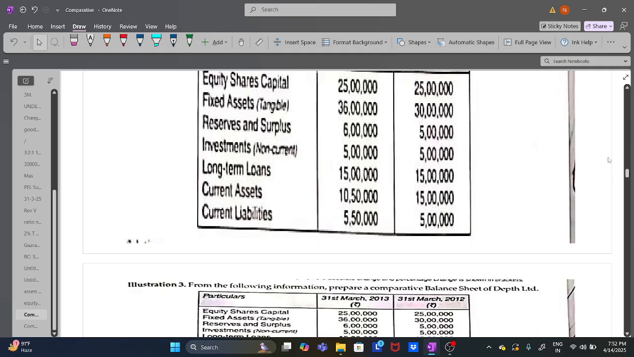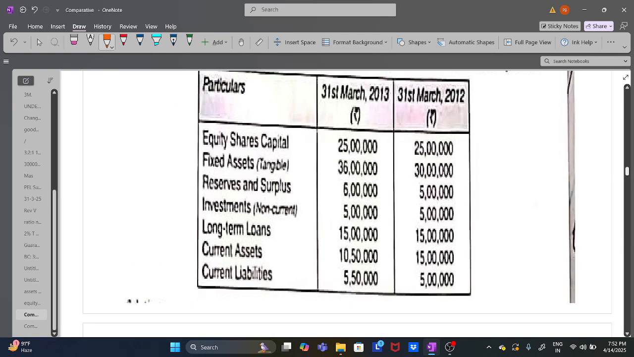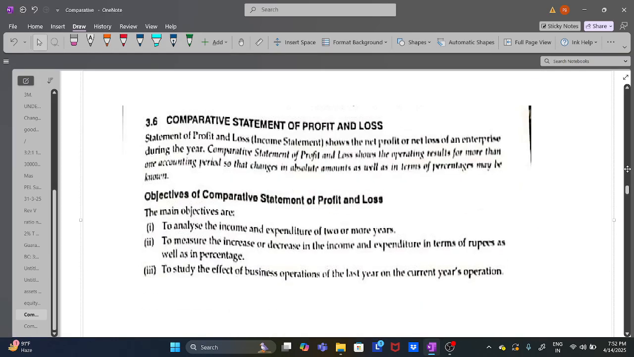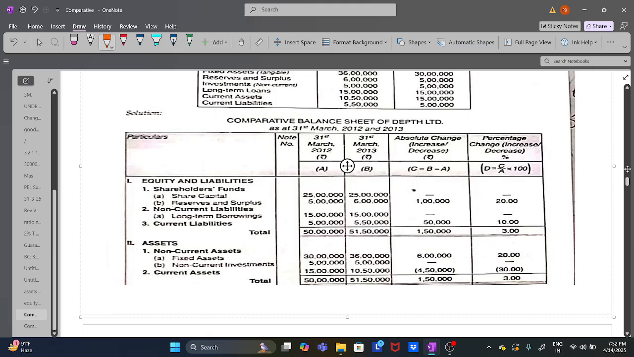Then there can be questions where they might not have given you head and subhead properly. So equity share, fixed asset, reserves and surplus, investments which are non-current, long-term loan, current asset, current liability. We will put it in format. When we put it in format, share capital, reserves and surplus, under non-current we have put this long-term borrowing, and accordingly assets have been classified. This work you had to do in this case. It's not always, but you should be prepared. You have learned the balance sheet format, you will be able to do it.